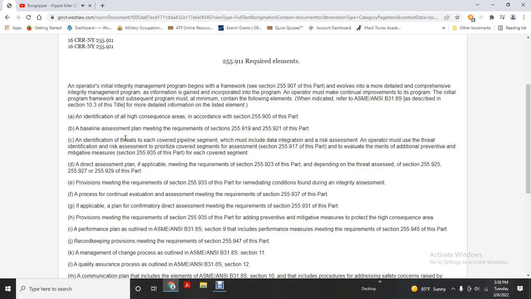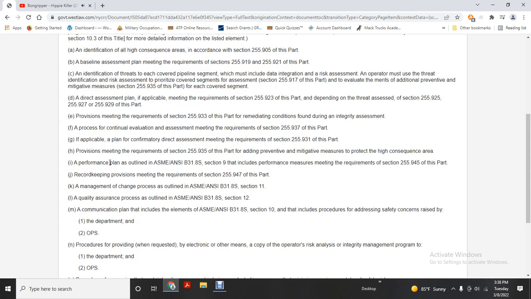Remedial conditions found during and identified with this assessment; a process control evaluation, meeting the requirements of section 255.937 of this part, if applicable; a plan for conformity with the direct assessment, meeting the requirements of section 255.931. Provisions meeting the requirements of section 255.935 of this part, with preventive and mitigative measures to protect the high consequence areas. Performance measures outlined in ASME/ANSI B31.8S section 9, including performance measuring meeting the requirements of section 255.945 of this part.